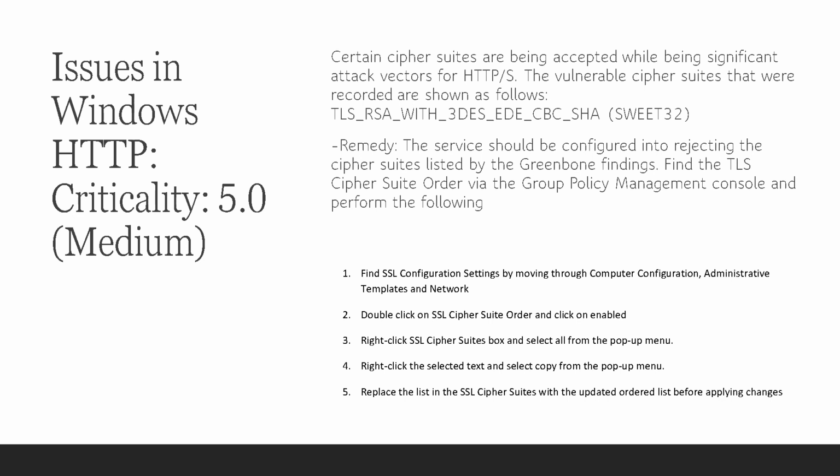We need to find the SSL configuration settings by moving to Computer Configuration, Administrative Templates, and Network. We double click on the SSL Cipher Suite Order and click on Enable. We right click on the SSL Cipher Suites box and select Select All from the pop-up menu. Right click the selected text and select Copy from the pop-up menu, and of course replace the list of the SSL Cipher Suites with an updated order list before applying any more changes that need to be applied.